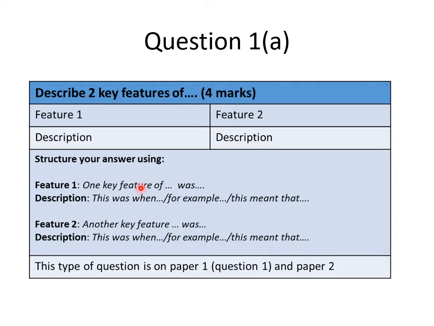So feature 1, one feature of, and you say what that feature is, so you're identifying a feature, and then you give your description. So this was when, or for example, this meant. And you repeat this process for the second key feature. This comes up not only on this paper, paper 2, but it's also the first question on your paper 1 exam as well.